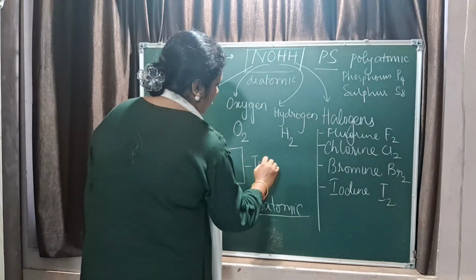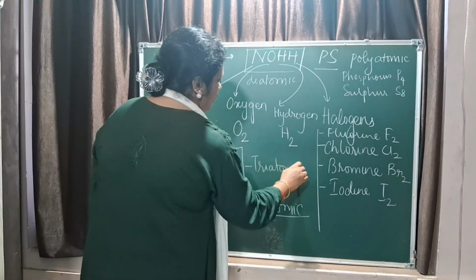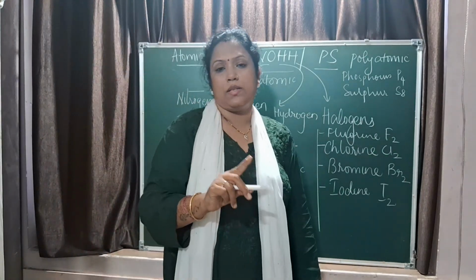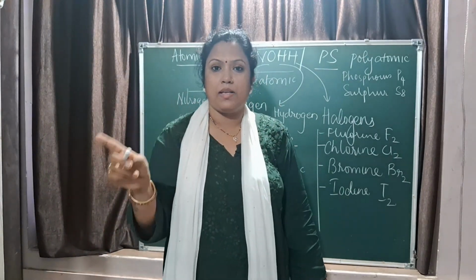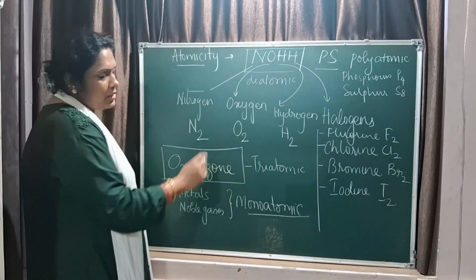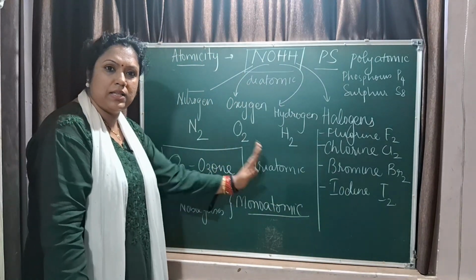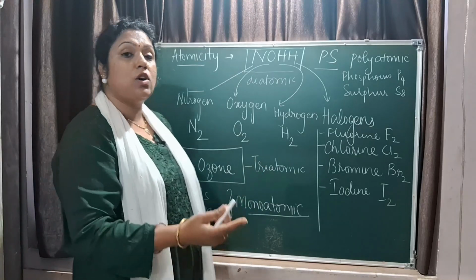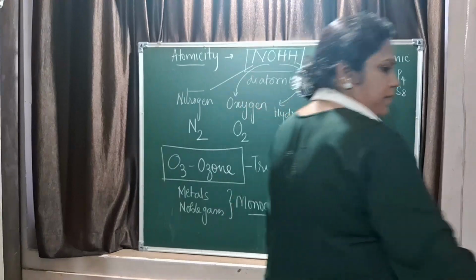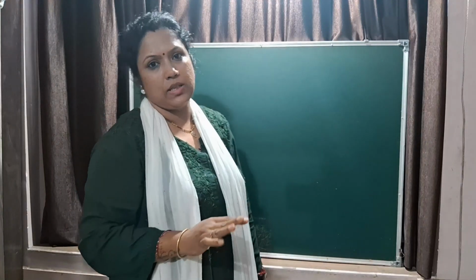Ozone is triatomic. So, remember, it's exam time, so no PlayStation. No PlayStation, no diatomic, PlayStation polyatomic, rest all monoatomic except ozone, which is triatomic. Is this easy to understand? Now, let us talk about valency. So, let me clear the board first. I hope the concept of atomicity is clear.